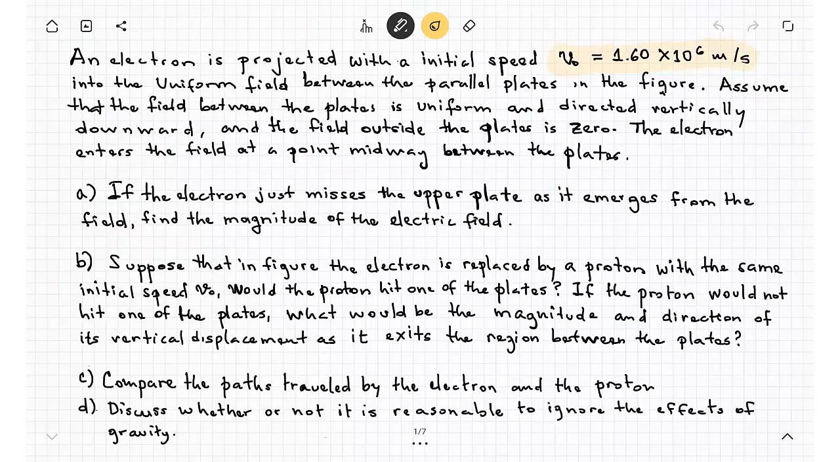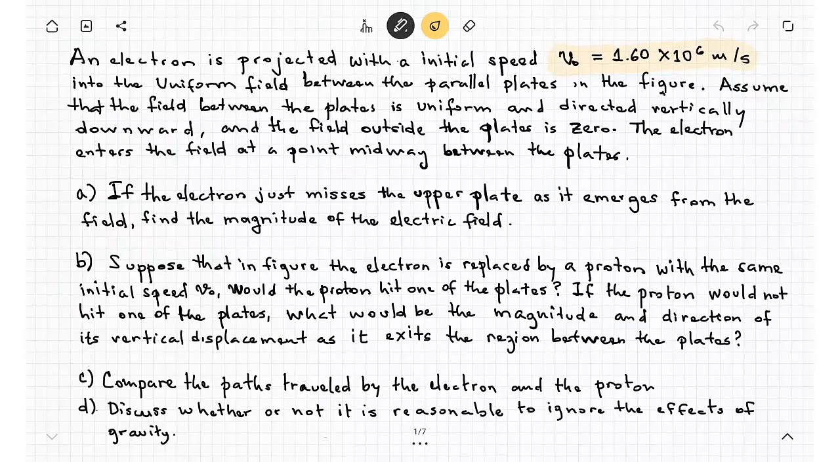Part A: if the electron just misses the upper plate as it emerges from the field, we want to find the magnitude of the electric field. Part B: suppose that in the figure the electron is replaced by a proton with the same initial speed v0. Would the proton hit one of the plates? If the proton would not hit one of the plates, what would be the magnitude and direction of its vertical displacement as it exits the region between the plates? Part C: we want to compare the paths traveled by the electron and the proton. And part D: we want to discuss whether or not it is reasonable to ignore the effects of gravity.